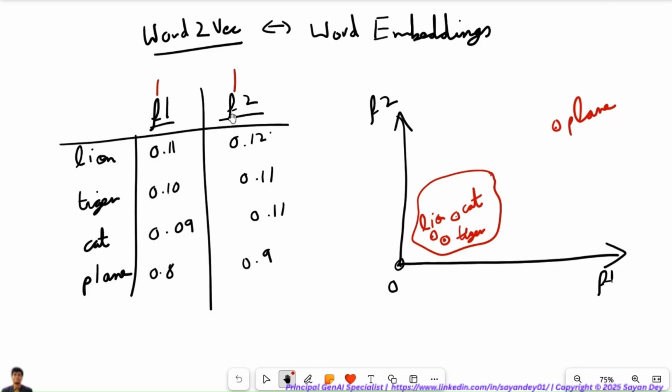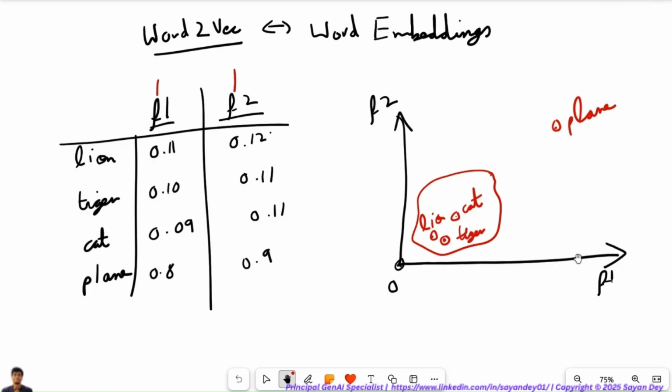So what is this f1 f2? They are nothing but hidden features. So they don't have any inherent meaning. We don't know what these features mean. So f1 f2 just stands for hidden features. Okay. So lion is a vector of these two numbers. Tiger is a vector of two numbers. Cat is a vector of two numbers. And plane is a vector of two numbers. And now we can look at the right hand side, and we can represent each and every individual word as a vector of two numbers each.